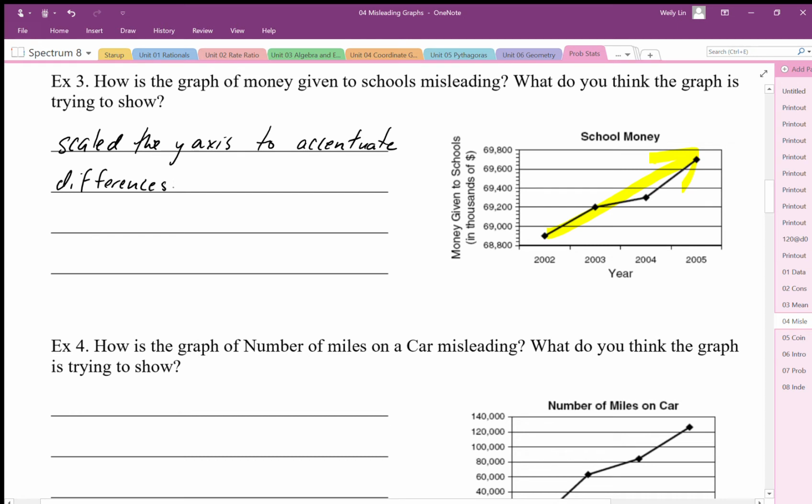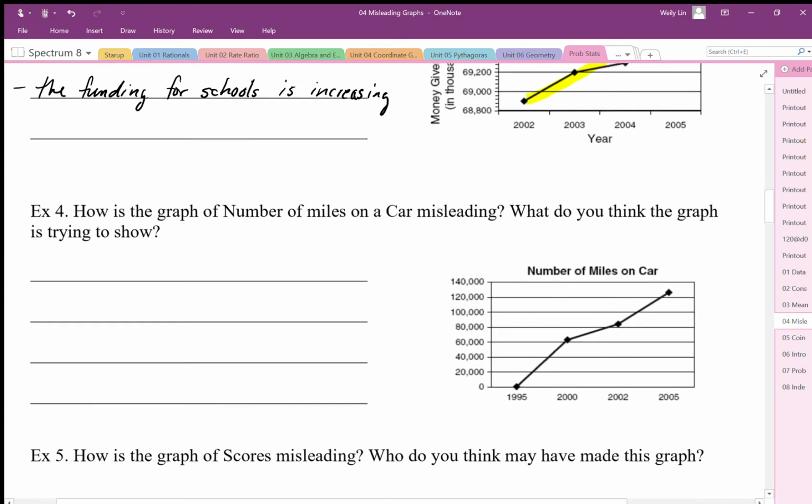So it looks like the graph is probably trying to show that the funding for schools is increasing. Okay, so this trend certainly is the case. And again, if we looked at this from a regular scale, the trend would look much flatter, which then is less convincing that the schools are getting more money. So again, we want to look at these scales.